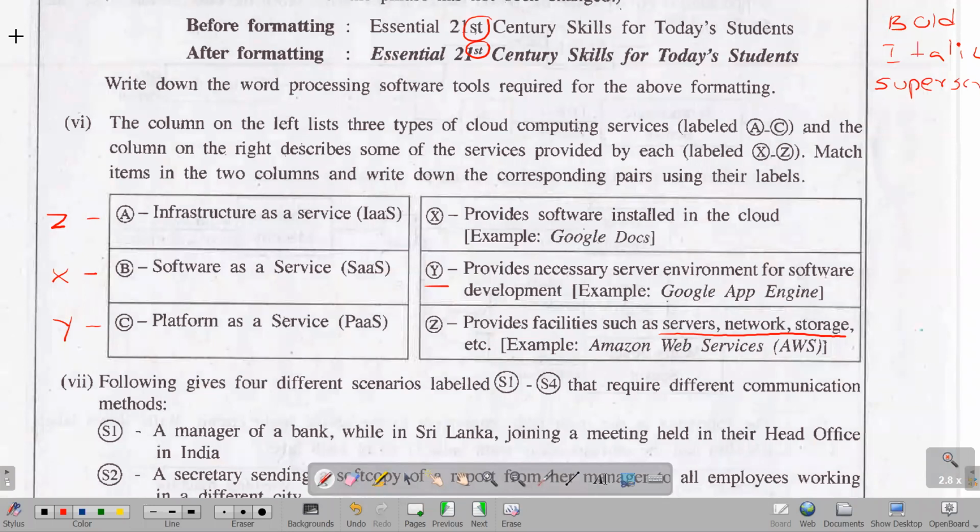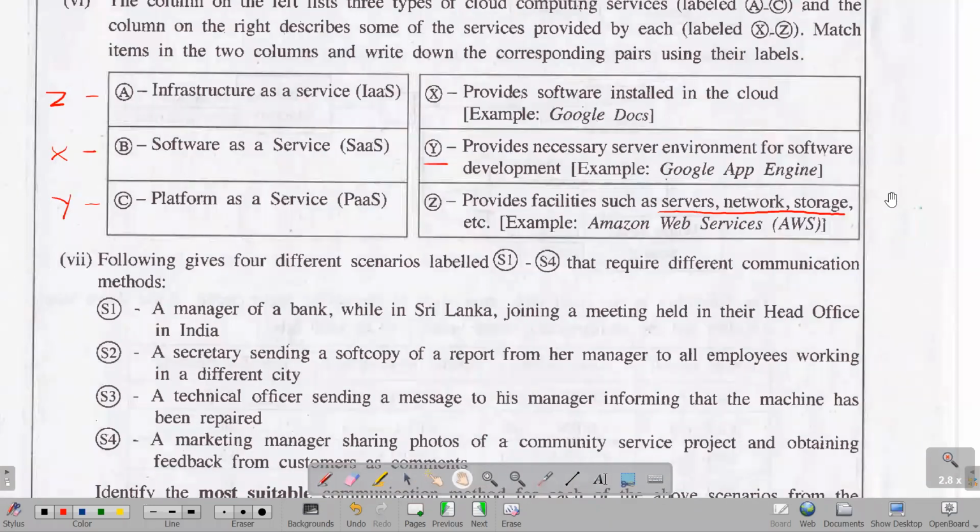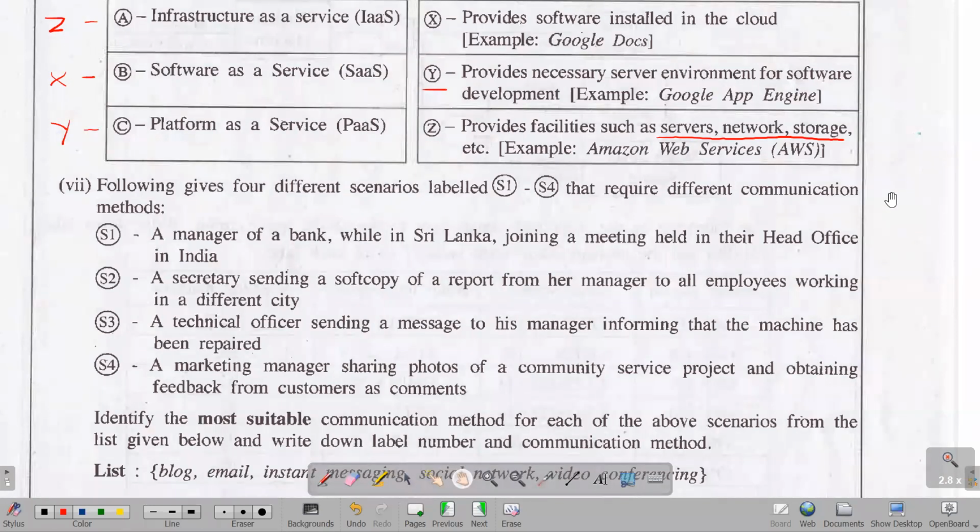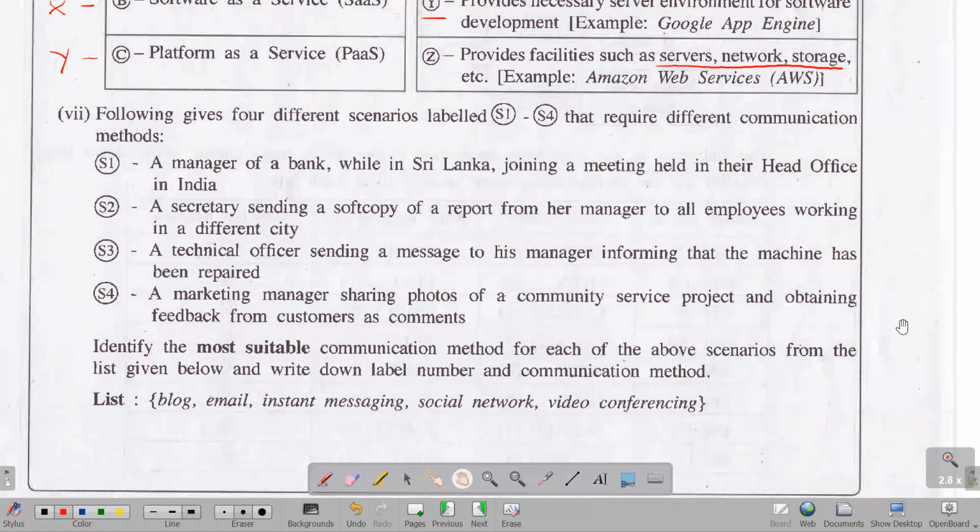And the next one following gives different scenarios labeled S1 to S4 that require different communication methods. They are asking to identify the most suitable communication method for each of the above scenarios from the list given below, and write down the label, number and the communication method.